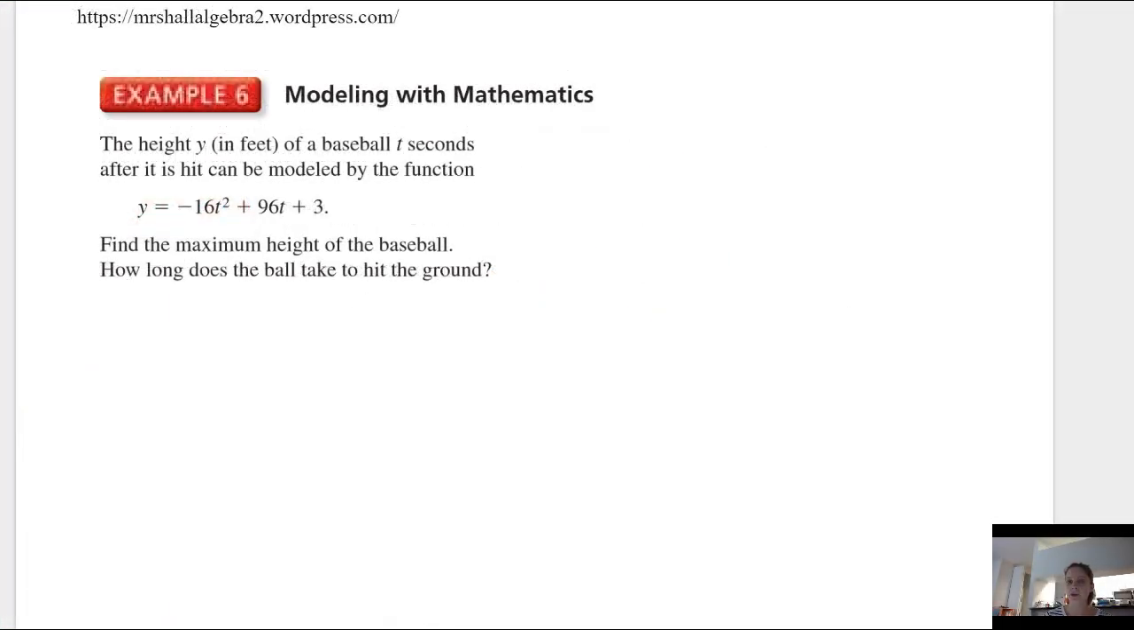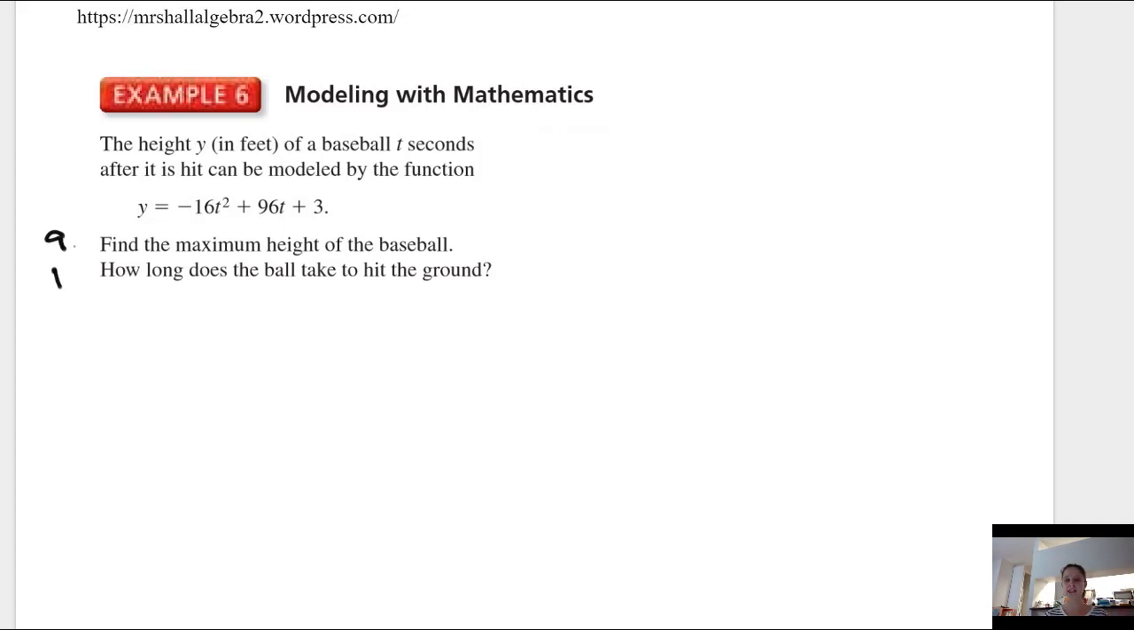Example 6, modeling with mathematics. The height y in feet of a baseball t seconds after it is hit can be modeled by the function y equals negative 16t squared plus 96t plus 3. Find the maximum height of the baseball. How long does the ball take to hit the ground?